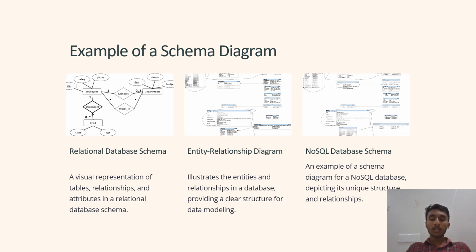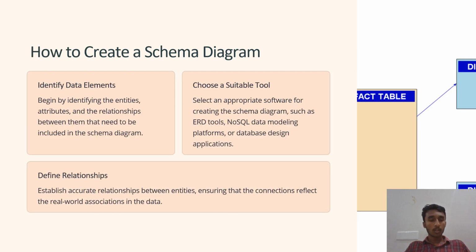The second image represents the entity relationship diagram. This entity relationship diagram illustrates the entities and relationships in a database, providing a clear structure for data modeling. And now the third one is the NoSQL database schema. An example of a schema diagram for a NoSQL database, depicting its unique structure and relationships, is explained and represented in the picture above.